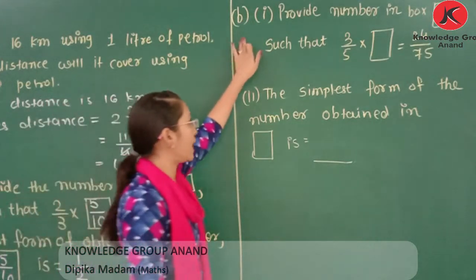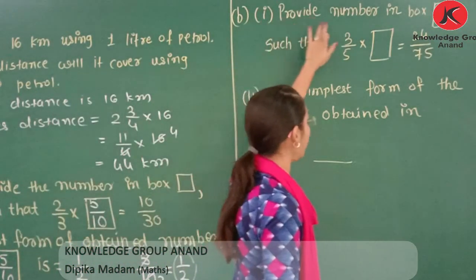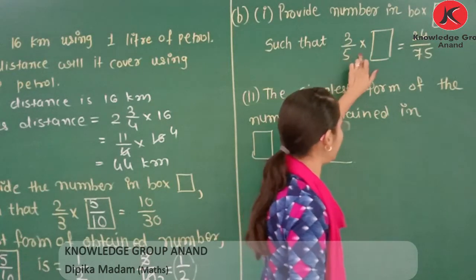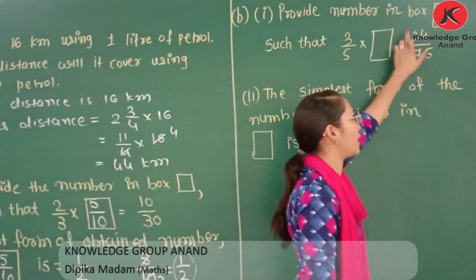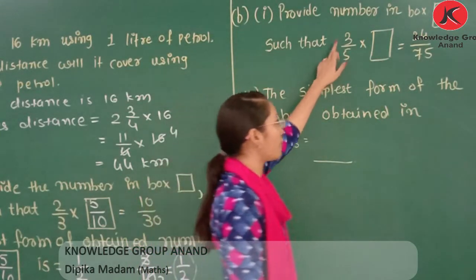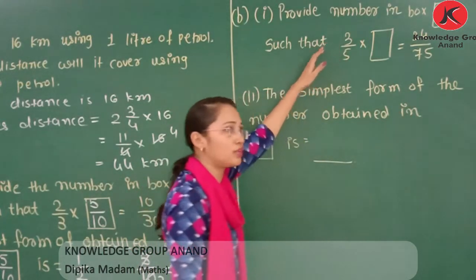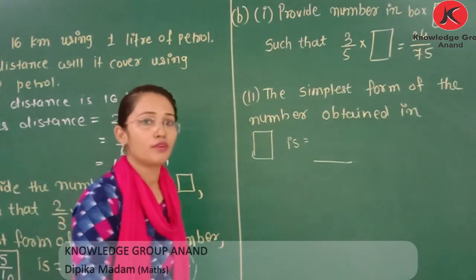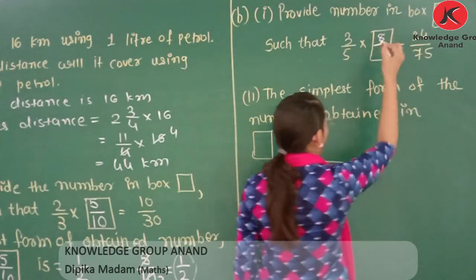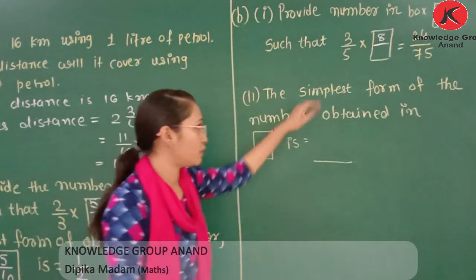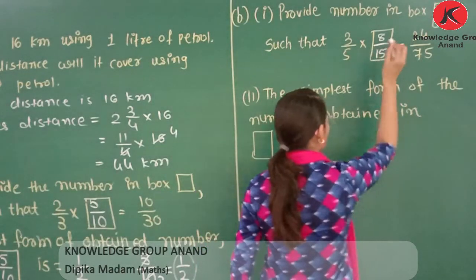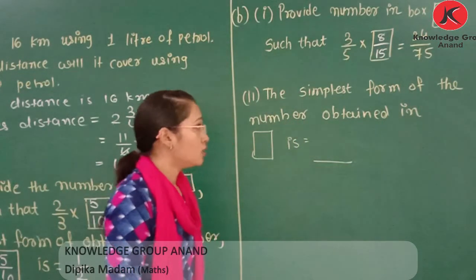B part of that. In that, first provide a number in a box such that 3/5 multiplied with the number is equal to 24/75. It is the same as the previous one. We need to find the number that we multiply with 3 to get 24. Which number do we multiply with 3 to get 24? It is 8. And which number will we multiply with 5 to get 75? 15. So the number is 8/15.